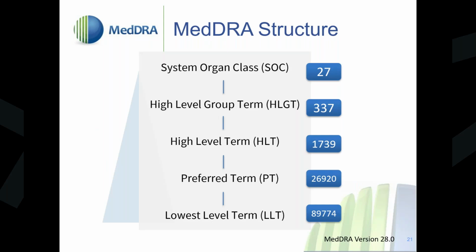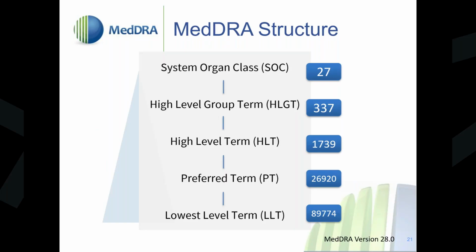So all of these 26,900 PTs that you see are repeated at the LLT levels, and you use them when you are coding. When you are reporting or standardizing or analyzing, the level that you use in MedDRA is the PT level, the preferred term. And you'll see that they're much less than the LLT, only about 27,000.